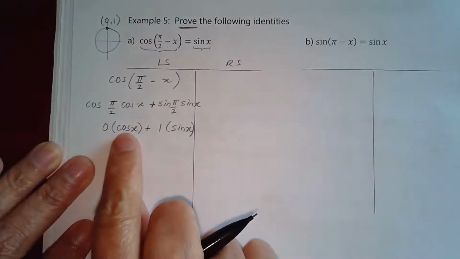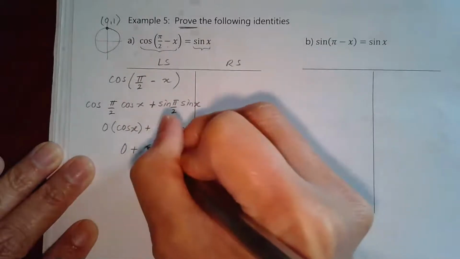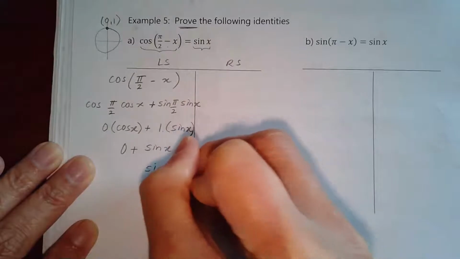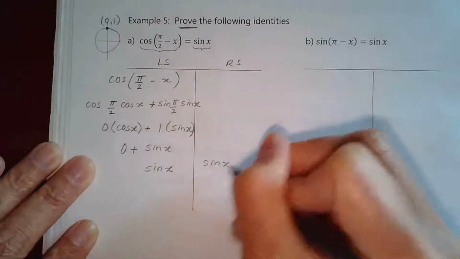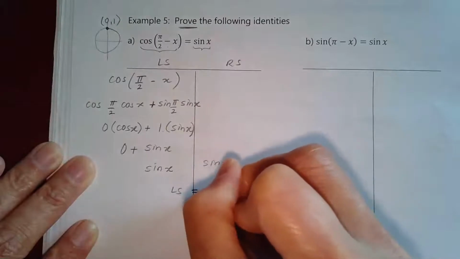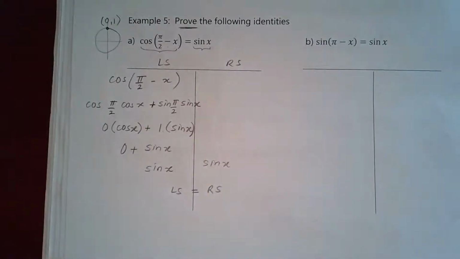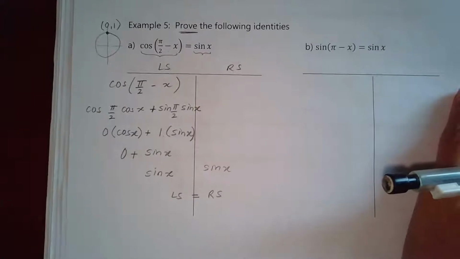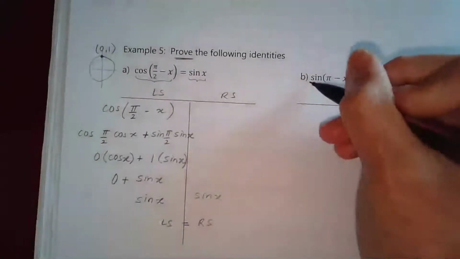0 times cos of x is 0. 1 times sine of x is sine of x. So 0 plus sine of x is sine of x. So the left side is equal to the right side. Okay, so we did have some identities here.